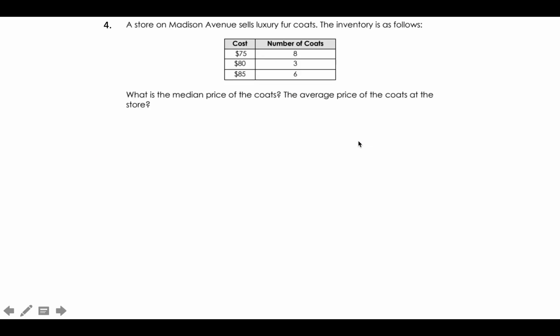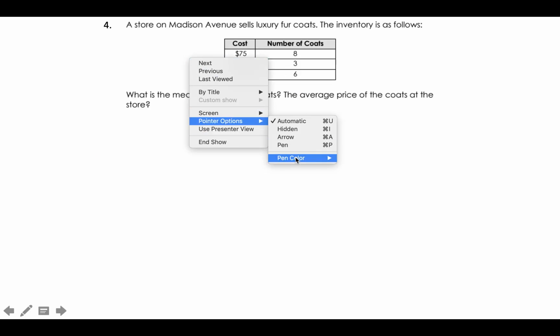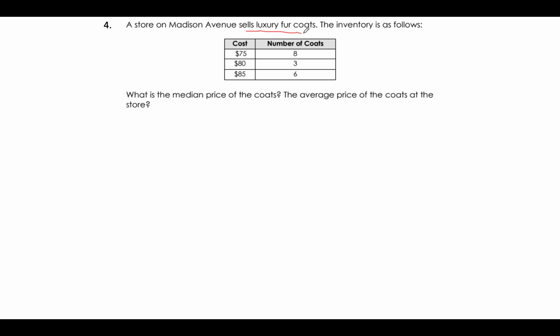Alright, taking a look at question number 4. A store on Madison Avenue sells luxury fur coats. The inventory is as follows. What is the median price of the coats? What is the average price of the coats in the store? So first thing we should do is find the total number of coats. The total number of coats in the store is going to be 17. We add 8 plus 3 plus 6. That's going to give us 17.